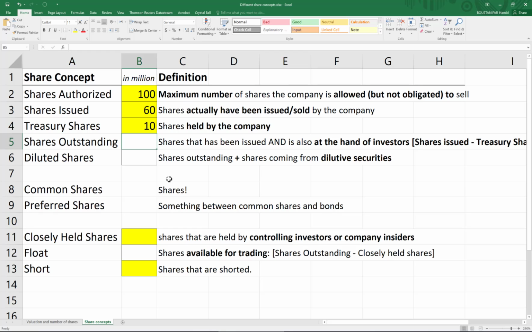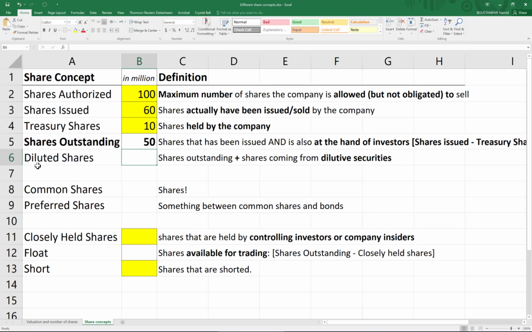So as a result, the outstanding shares is defined as the shares that have been issued and are also in the hands of investors. How do we compute that? We could compute it as shares issued minus the treasury shares. Okay, so the company has issued 60 million shares, bought back 10 million shares, therefore the shares outstanding is 50 million. So that's the 50 million, and this is a very important concept indeed. And it's very important to note that treasury stocks are already deducted to get to the shares outstanding.